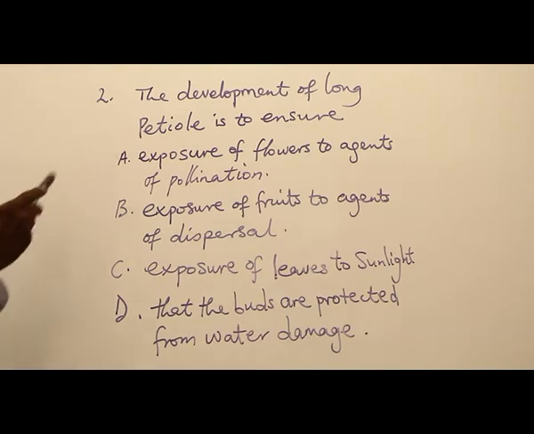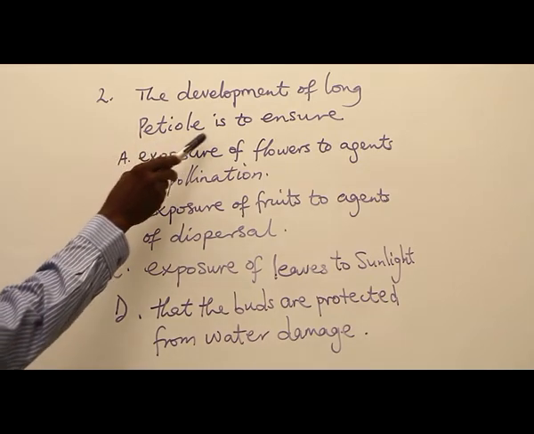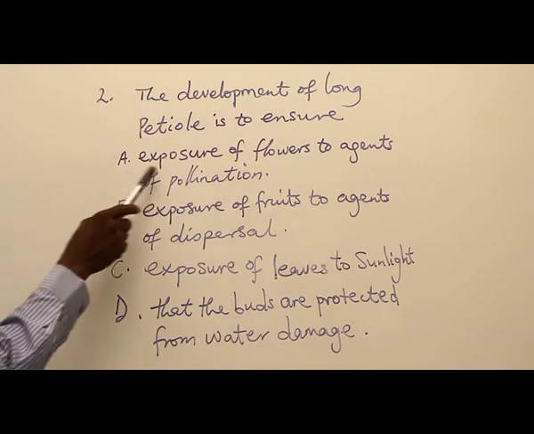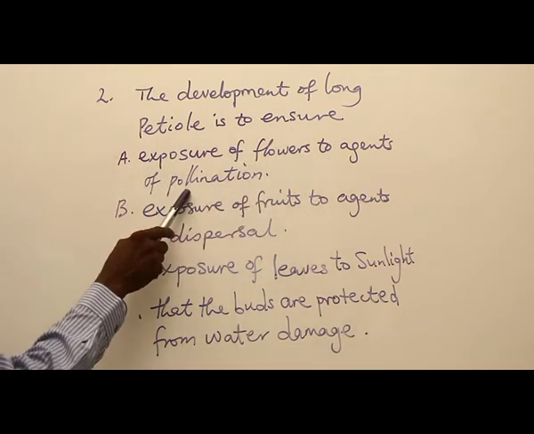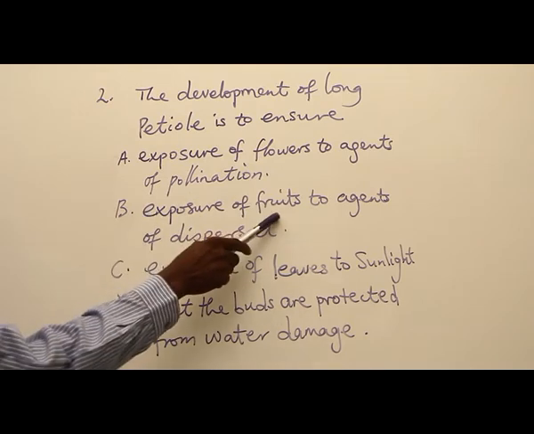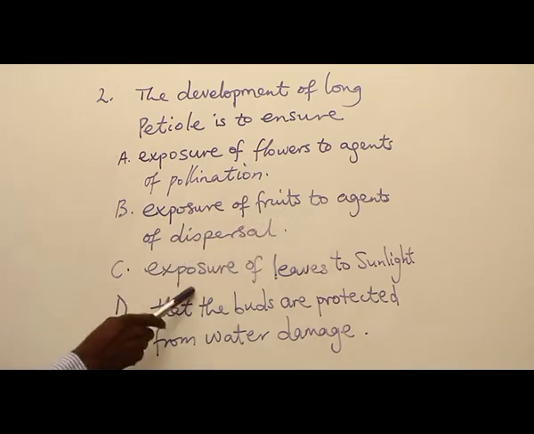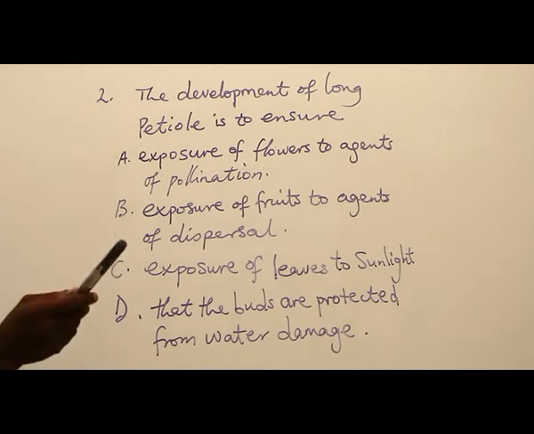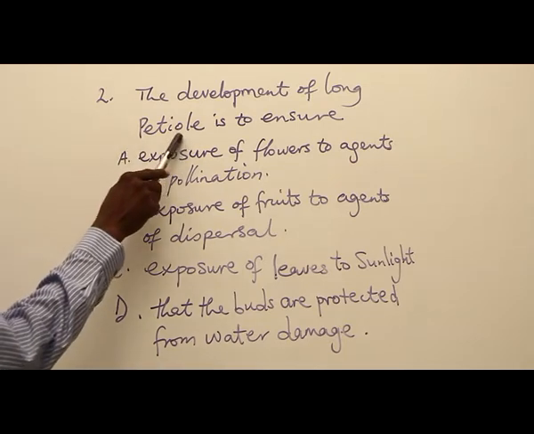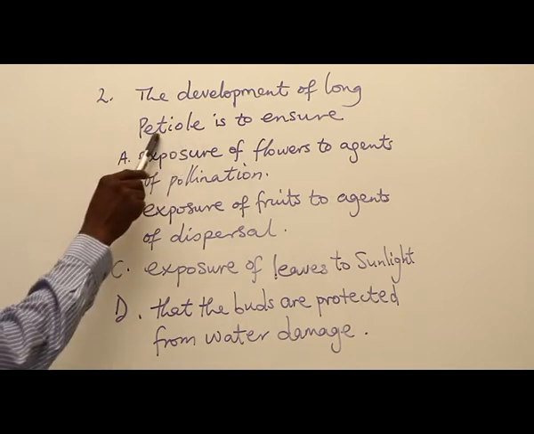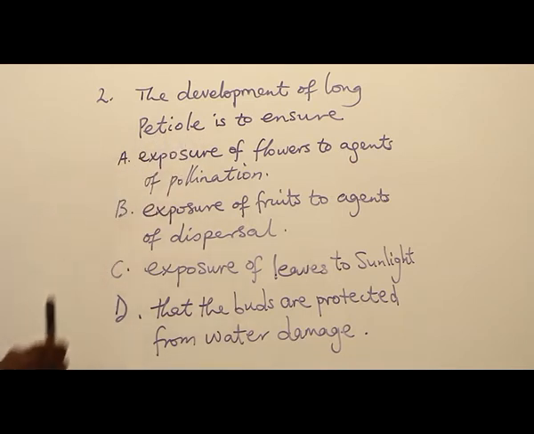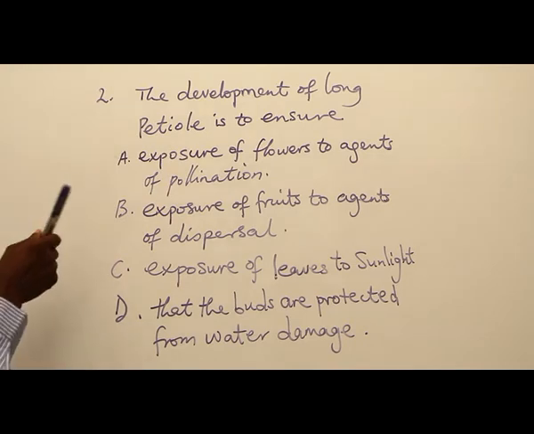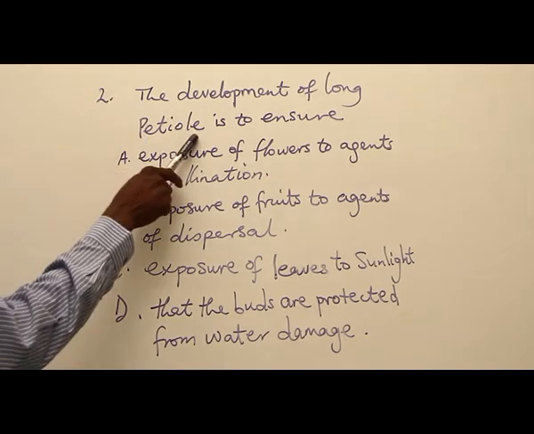Example 2. The development of long petiole is to ensure A. Exposure of the flowers to the agent of pollination. B. Exposure of fruits to agents of dispersal. C. Exposure of leaves to sunlight. D. That the buds are protected from water damage. The formula to answer this question is, what is this petiole? The petiole is the stalk of a leaf. So the stalk that holds a leaf is the petiole.